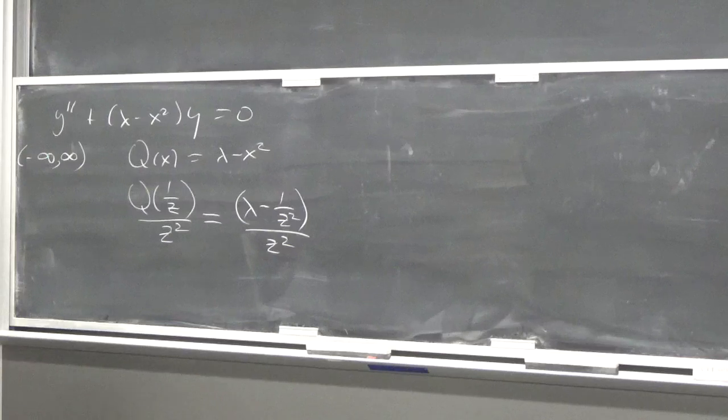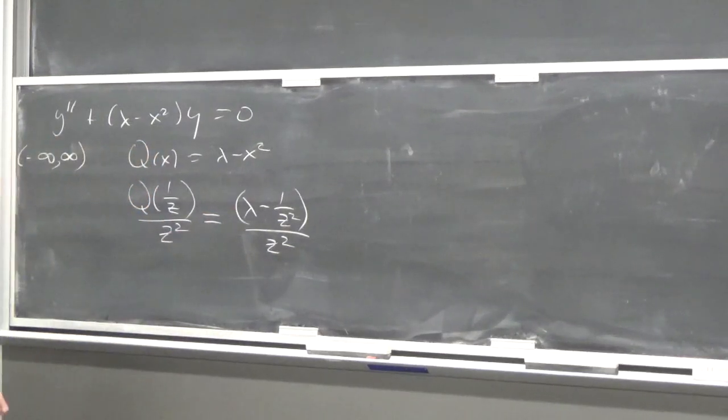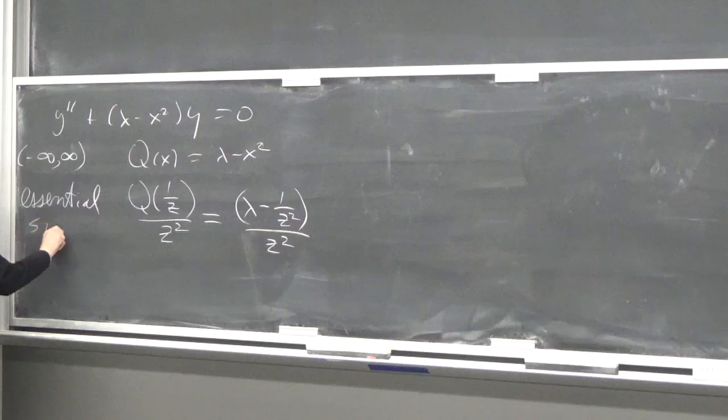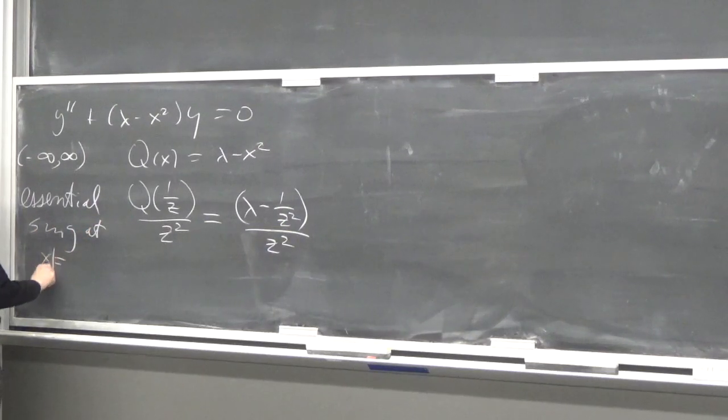Well, obviously this is terrible at z equals 0. And so there's an essential singularity at absolute value x equal to infinity. And so one needs to compensate for that.